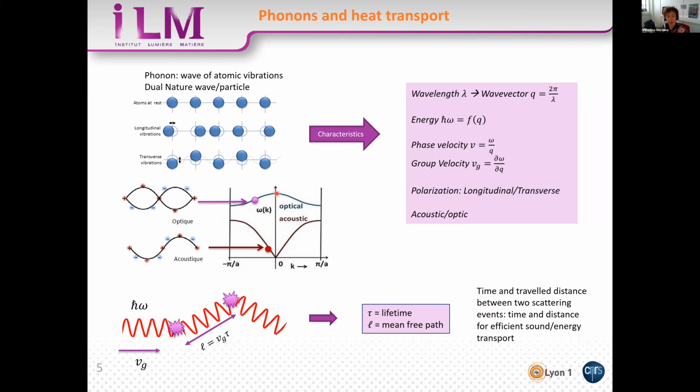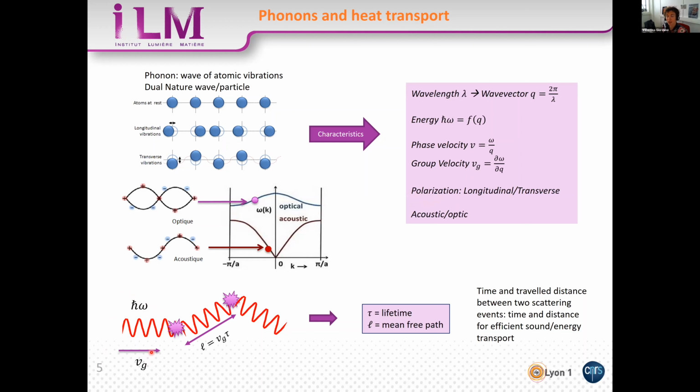What is interesting is that the acoustic mode has a very steep slope, which means a very large group velocity, while optic modes usually have negligible group velocity. So the energy transport will be ensured mainly by acoustic modes because they have this important velocity. We can think of the phonon as carrying its energy with a certain velocity, which is the group velocity.